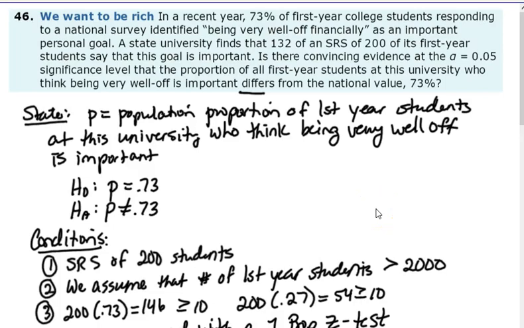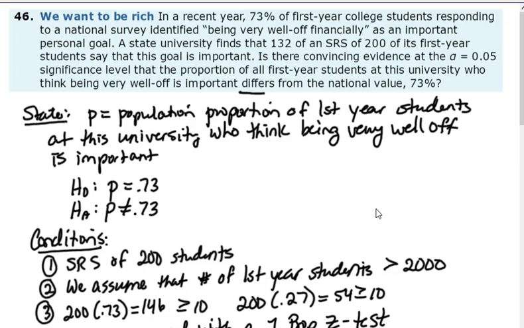This is from 9.2, number 46, and once again, I'm going to go quickly through the state, the conditions, and the conclusion step, and spend a little more time on the computations. The scenario here is that P represents the population proportion of first-year students at a particular university who think being very well off is important.